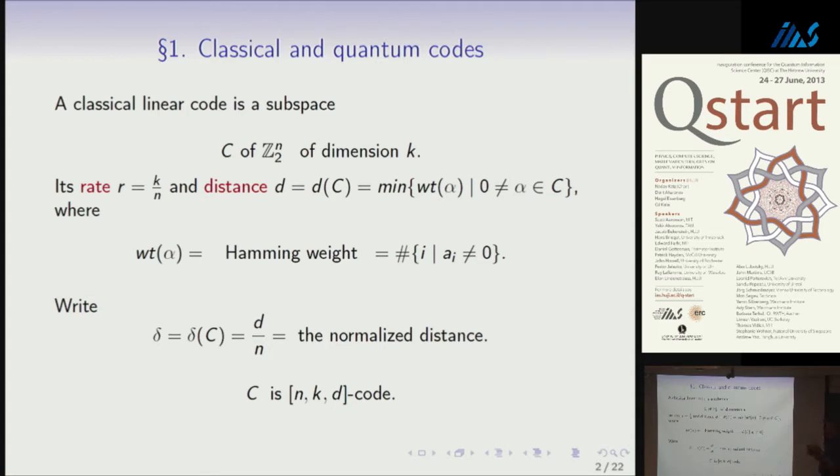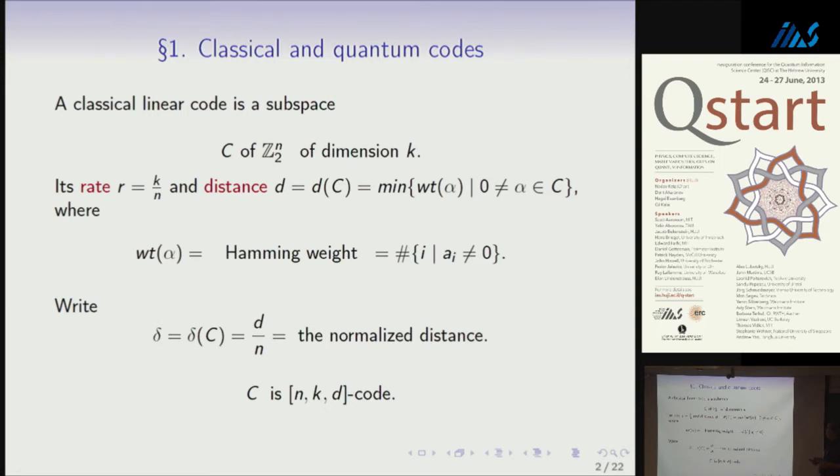Basically, we all understand what a code is. We want to send a message of size k. We map it by a linear map to a space of dimension n, and now if we want the code to be efficient, we want the rate to be large, and if we want it to correct mistakes, then we want the distance between two points in the image to be large. If the distance is d, you can correct d over 2 mistakes. Delta is the normalized distance, and the standard notation is that C is an [n,k,d] code.